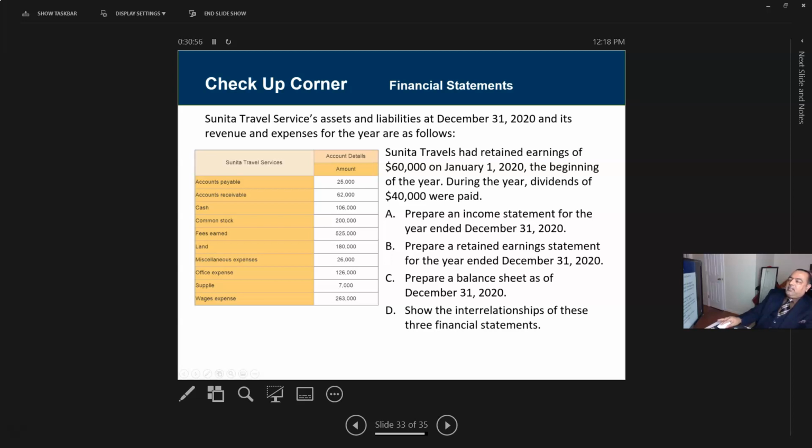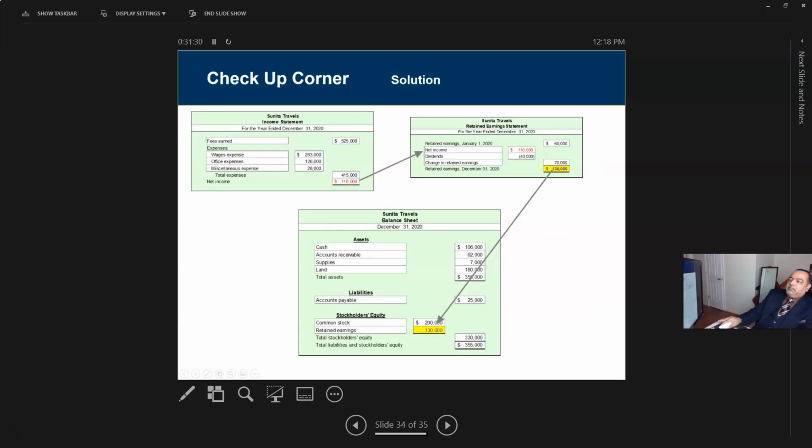So, we prepare the income statement. Of course, as I said to you, we'll always start with the revenue. We have 525,000 of revenue and a bunch of expenses. We'll take them to the income statement. Then we prepare the retained earnings statement, starting with that 60,000. Whatever net income we got from the income statement will be added, and you will adjust that 40,000 of dividends. And then we'll prepare the last financial statement, the balance sheet. This will then show the interrelationship of these financial statements.